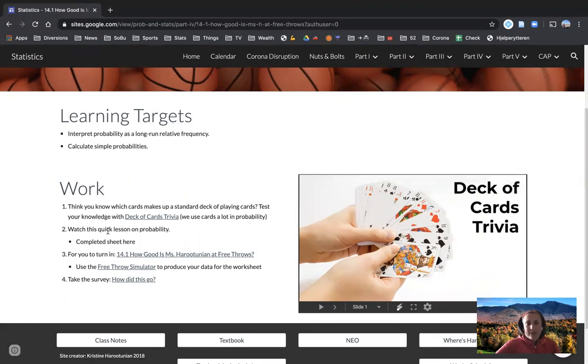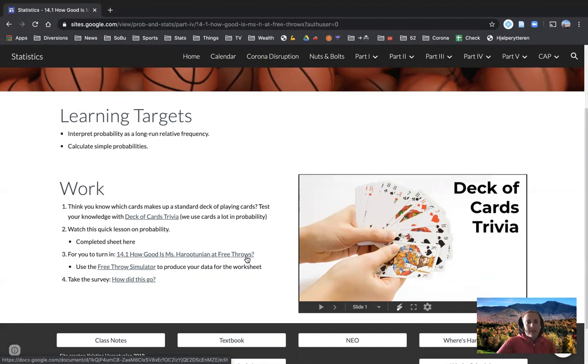After that, you're going to be watching this lesson. You're going to see the completed sheet right here. If you want to click on that and skip watching the video because you don't need it, you can. Then for you to turn in on Neo is this 14.1, how good am I at free throws? There's going to be an essay assignment on Neo that you can upload an image to, a PDF to, a Google Doc to, whatever you want. If you're having technical difficulties with that, shoot me an email and we can figure that out.